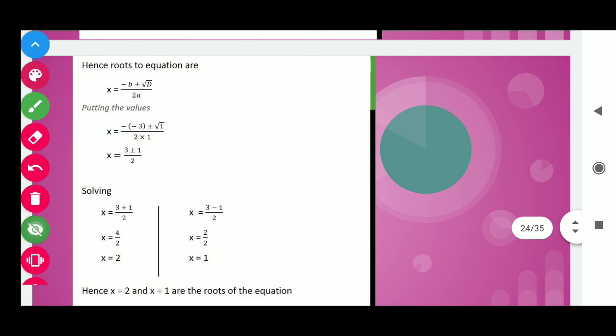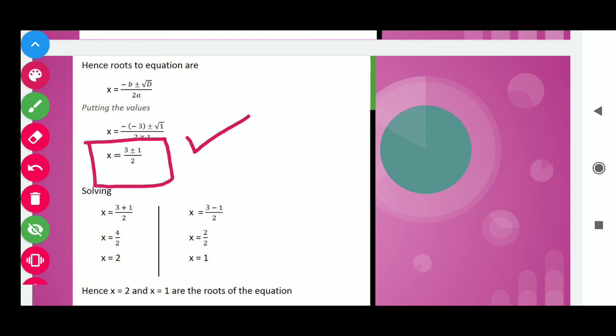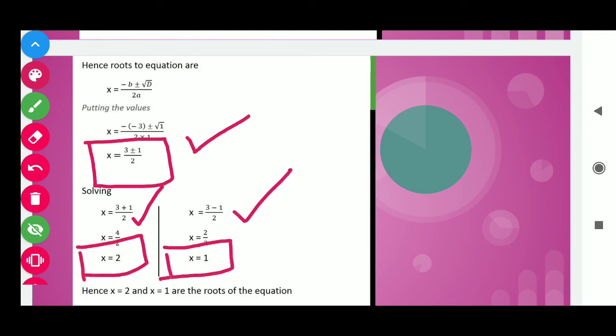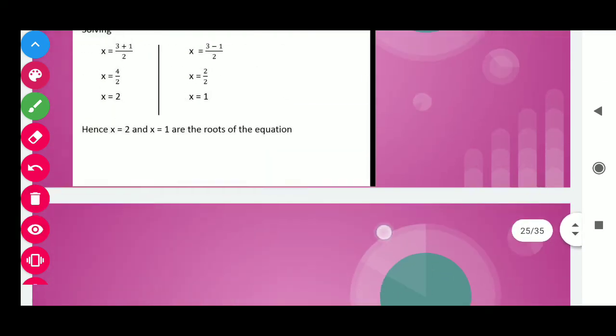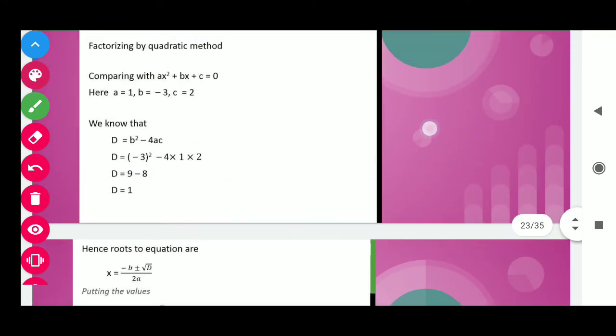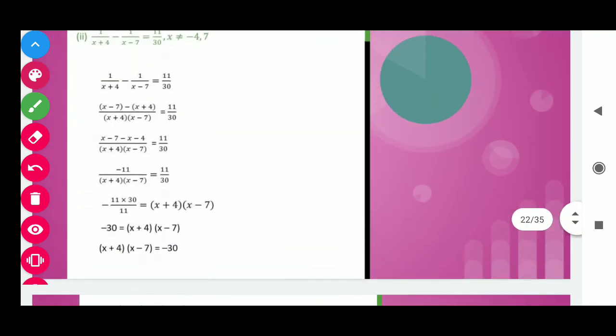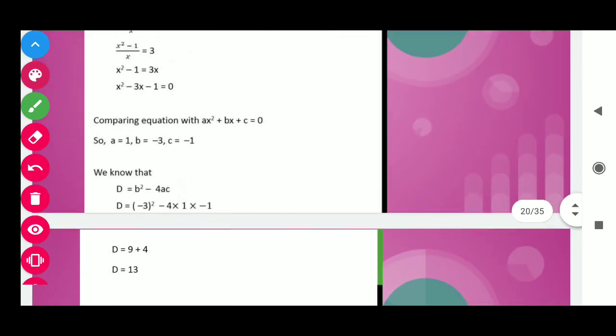Put the value in the quadratic formula. Here b is minus 3 and we have already calculated D is 1. In this way we get x is equal to 3 plus minus 1 over 2. So first take the positive sign, then take the negative sign. In this way we have calculated x is equal to 2 and 1. These are the required roots. Now students, in this way today we have completed the quadratic method and this is a really very useful method.